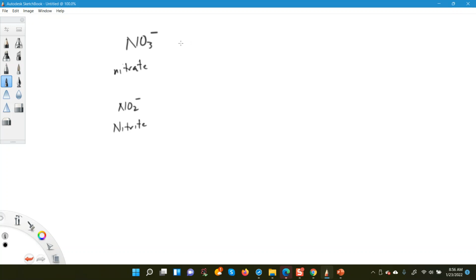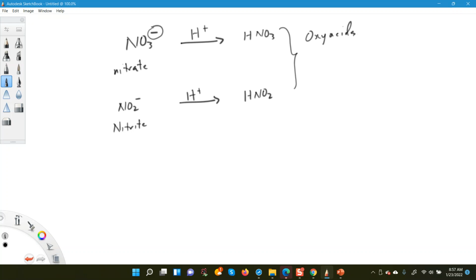Okay, now, one can derive the formula for the corresponding acid by adding to each of these the number of H plus ions equal to the number of negative charges present. In this case, you have one negative charge, so you add one hydrogen ion, and the resulting formula will be HNO3, right? Do the same thing here. You add H plus to the NO2 minus, and you end up with HNO2. These now are what we call oxyacids.